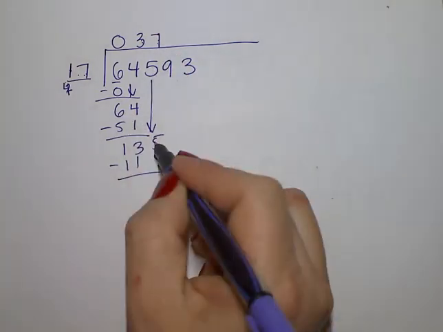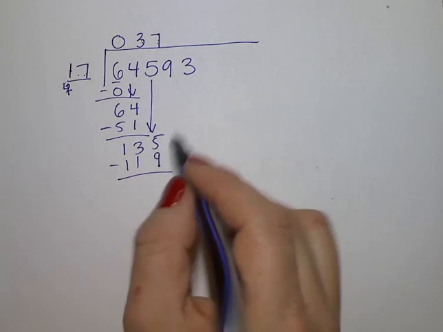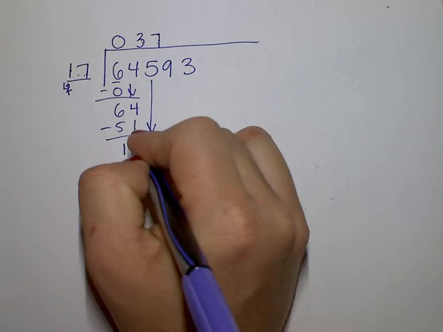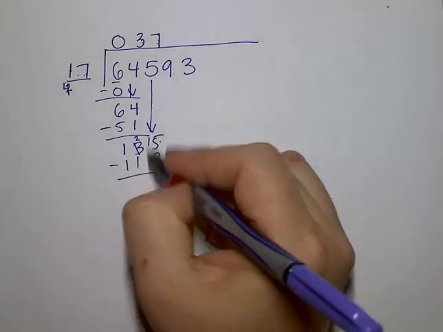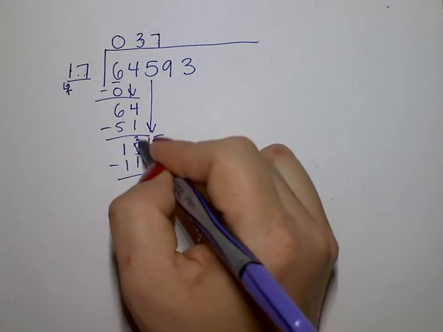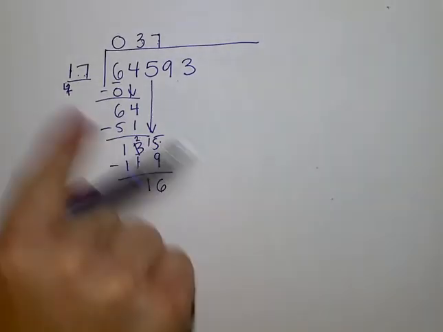So I cannot, this is where it gets kind of tricky, I cannot take 9 away from 5. So it becomes a 15, and I borrow from the 3, take 9 away from 15 to end up with 6, 1 away from 2 to end up with 1. So I did choose the correct number because this quantity is less than 17.